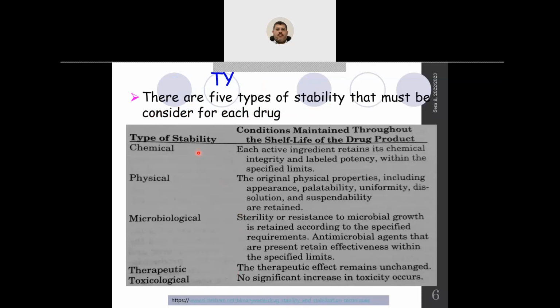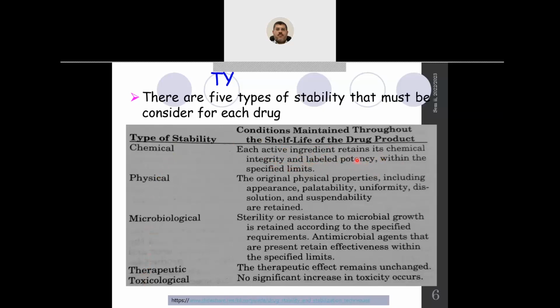So these are the characteristics that we mentioned about when it comes to stability: chemical stability, physical stability, microbiological stability, therapeutic stability, and toxicological stability. Chemical stability, when we talk about the content of the active ingredient, it should retain chemical integrity and labeled potency within the specified limits.